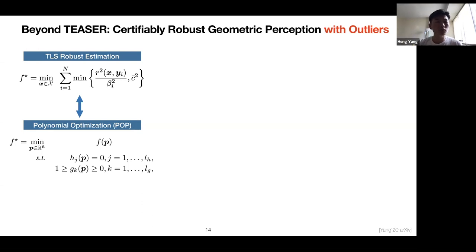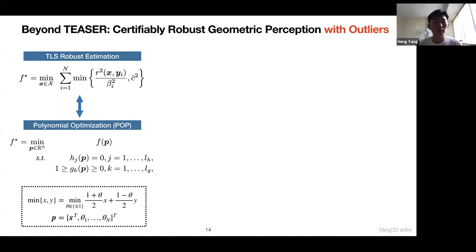To do this step, we still use the technique that we used before, which is to introduce a binary variable theta for each measurement yi, such that when theta is +1, it means that the measurement is an inlier, and otherwise it's an outlier. After you do this, this optimization problem will be in this standard form. Not surprisingly, since we have a double-ended arrow here, this POP is equivalently hard as the original TLS estimation.